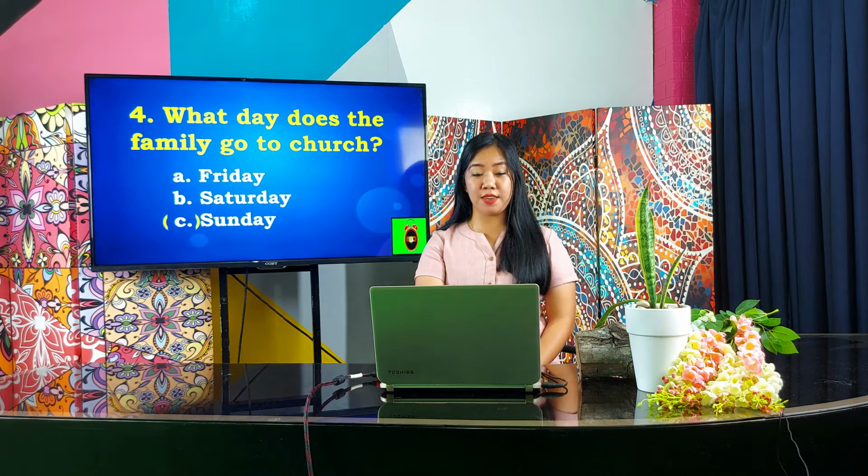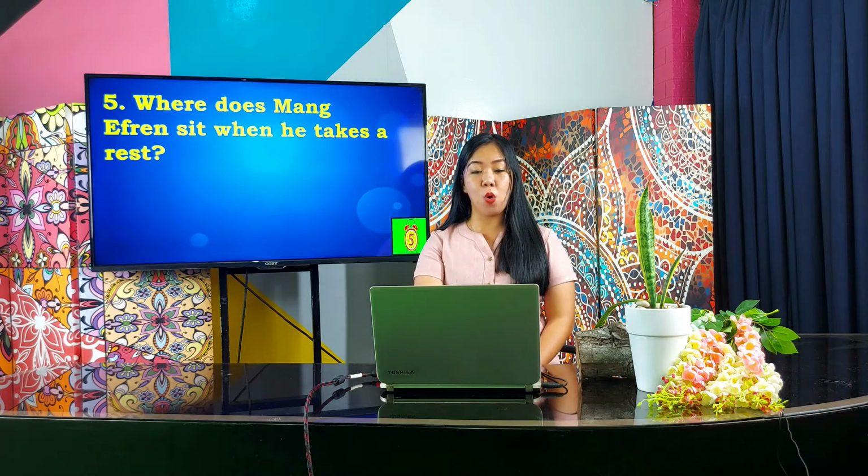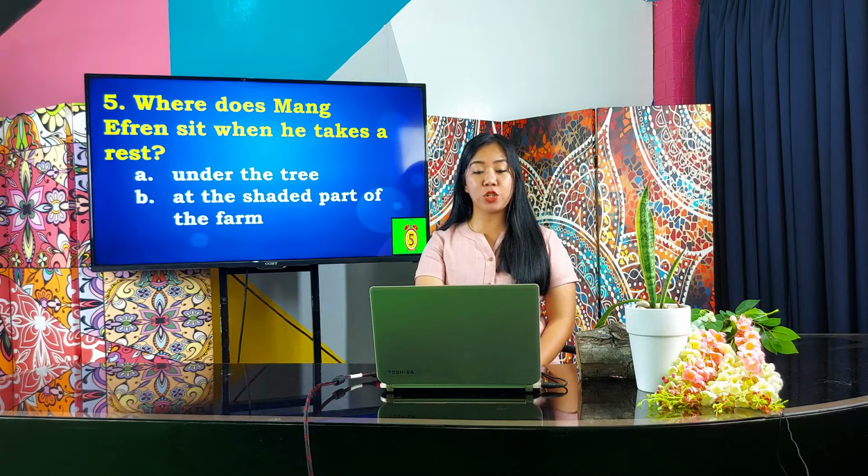The answer is letter C. Sunday. Great! Question number 5. Where does Mang Efren sit when he takes a rest? A. Under the tree, B. At the shaded part of the farm, or letter C. On the table?